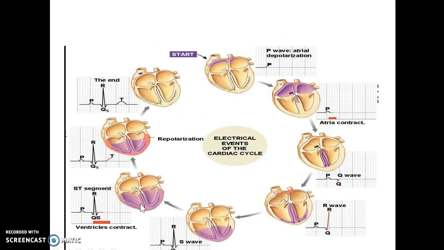Okay, and this is another great representation here of the cycle of events that happens here. So we've got our start, we've got the P wave, atrial depolarization, we've got our atria contracting, we've got our P wave now, the atria, the AV node sends it on, so we've got the beginning of our Q wave.